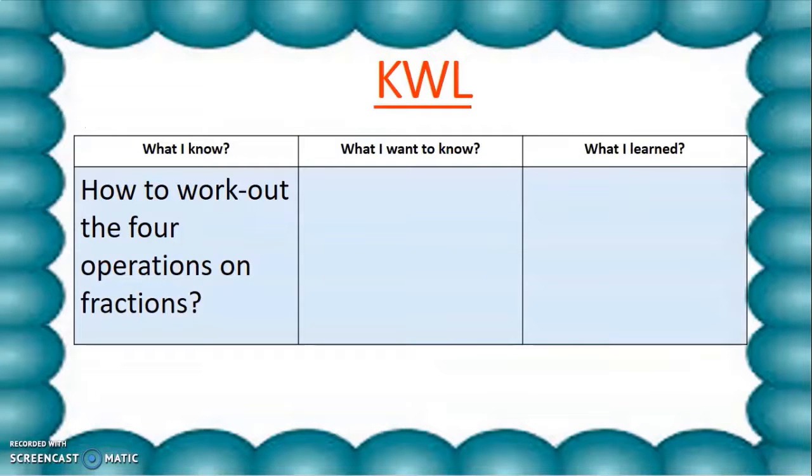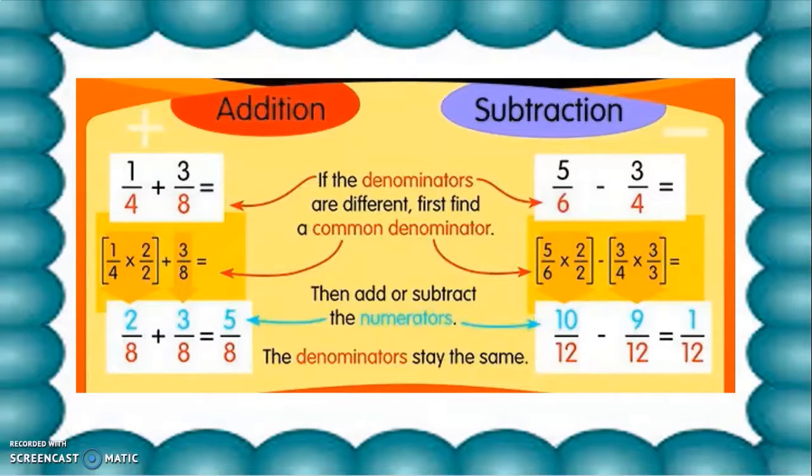How to work out the four operations on fractions? To add and subtract fractions, if the denominators are different, first find the common denominator. Then add or subtract the numerators. The denominators just stay the same.